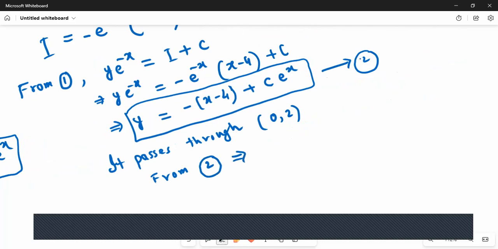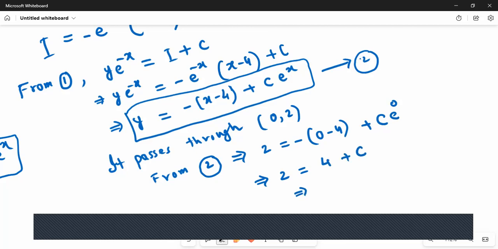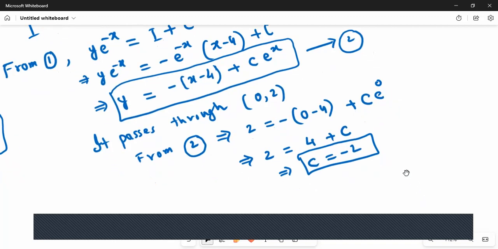you will write the x value is 0, y is 2. So minus 0 minus 4 plus c e power 0. X is 0, no? So finally 2 equal to minus 4 plus c. So that means c will be 6 here. Correct, no? Is it right? Yes, sir. Okay. So now we will replace this c here and we will find the final solution.